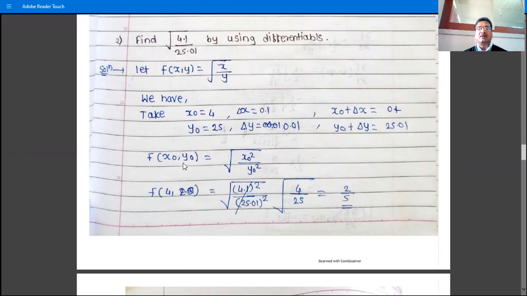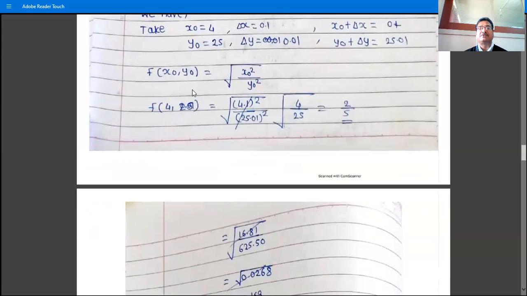And then the value at x naught, y naught, f of (x naught, y naught) is root of x naught by y naught. Don't write square here, because f(x,y) is root x by y. So f of (x naught, y naught) is what? Root of x naught by y naught, that is root 4 by 25. That is 2 by 5, the final answer of f of (x naught, y naught).